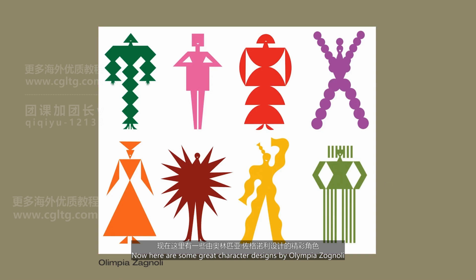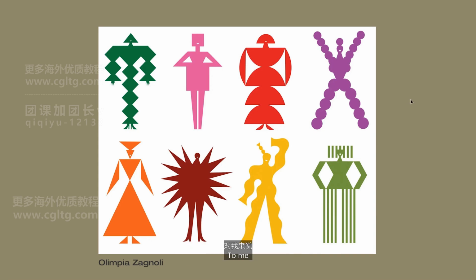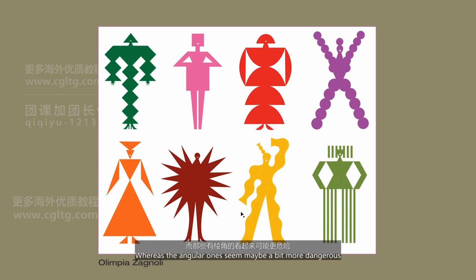Now, here are some great character designs by Olympia Zignoli. And I love these because they just use shapes, really basic shapes to build out all these different characters. And you probably have an emotional reaction to these. A different feeling emerges when you look at each of them and they have a bit of a personality. To me, the round ones seem the most friendly, the ones I'd want to hang out with the most, especially this yellow one seems very soft, very pleasant. Whereas the angular ones seem maybe a bit more dangerous, maybe a bit more standoffish.